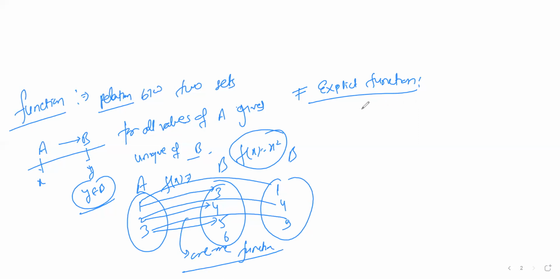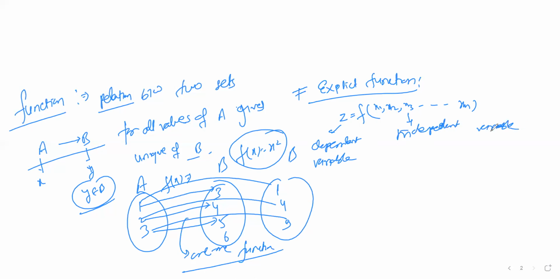So explicit function is represented as z equals f of x1, x2, x3, going up to xn. So this z is called the dependent variable, and this x is called the independent variable. So here the variable is already separated. So this is your explicit function.